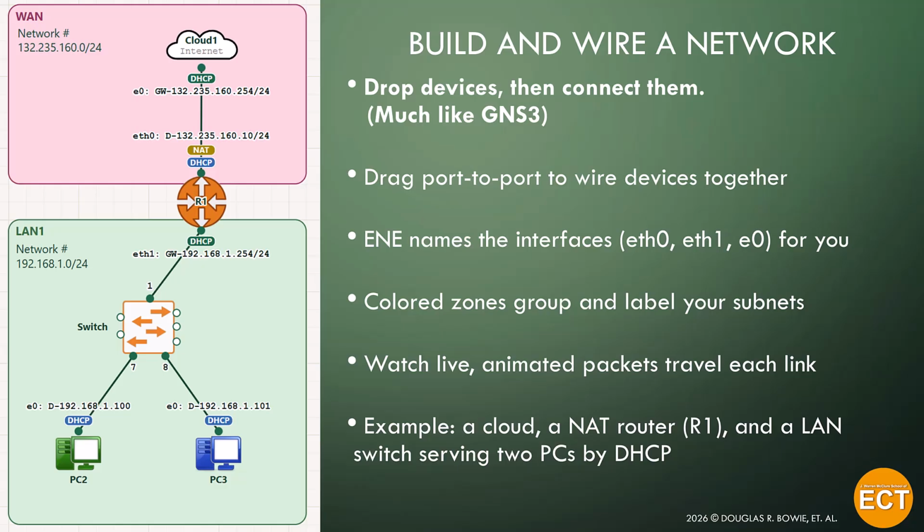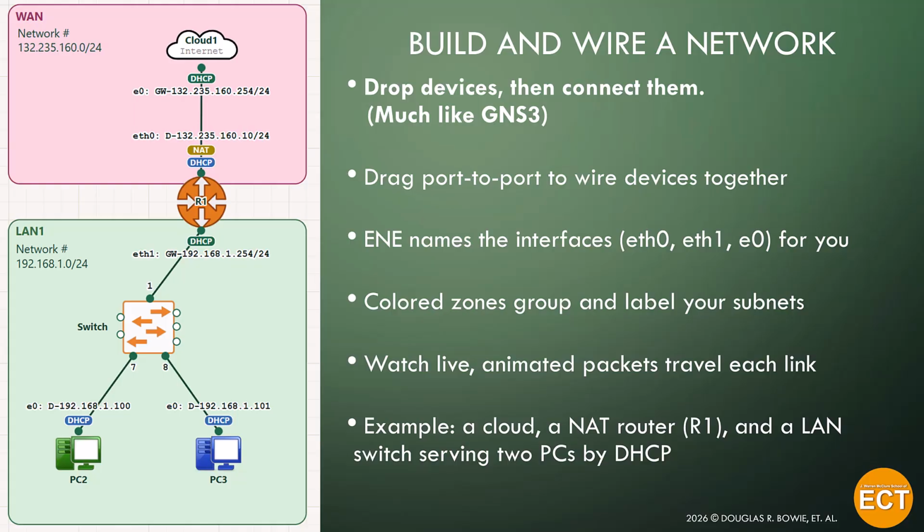When we go to build and wire them, they'll look a lot like this. We drag it out, drop it. We connect it together by clicking on the little green bubbles and wire them together. They'll use common interface names that you've seen either from looking at the product or from working with it in GNS3, like ETH0 or ETH1 or E0.